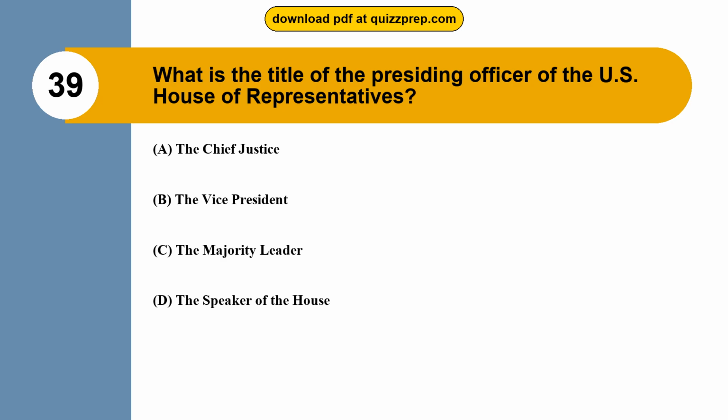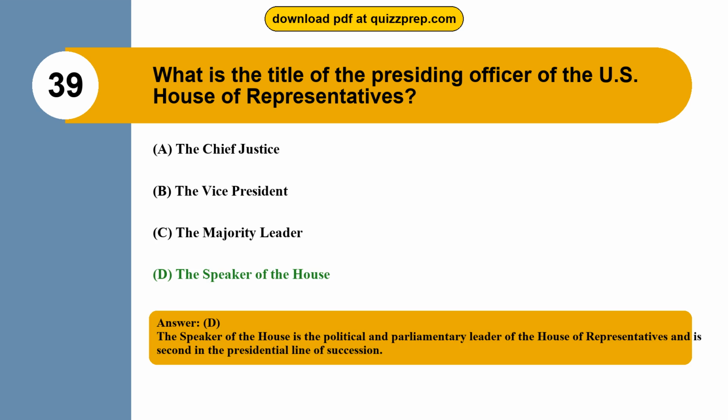Question 39. What is the title of the presiding officer of the U.S. House of Representatives? Option A, the Chief Justice. Option B, the Vice President. Option C, the Majority Leader. Option D, the Speaker of the House. The correct answer is option D, the Speaker of the House. The Speaker of the House is the political and parliamentary leader of the House of Representatives and is second in the presidential line of succession.